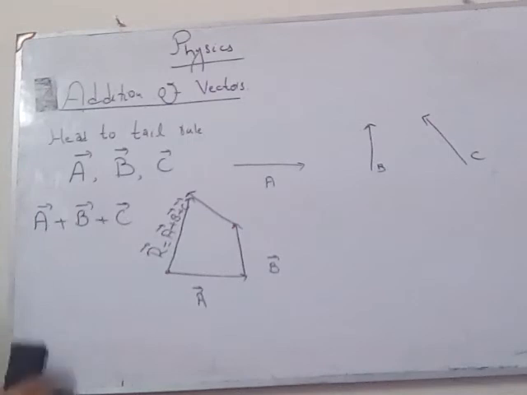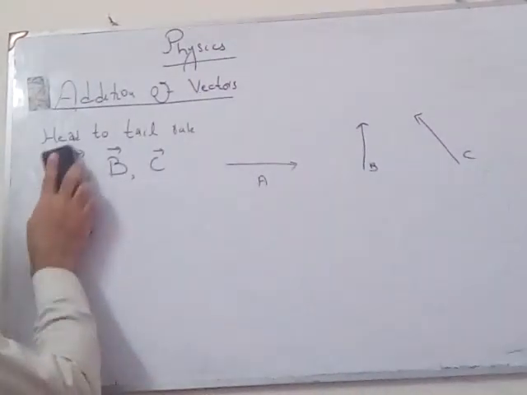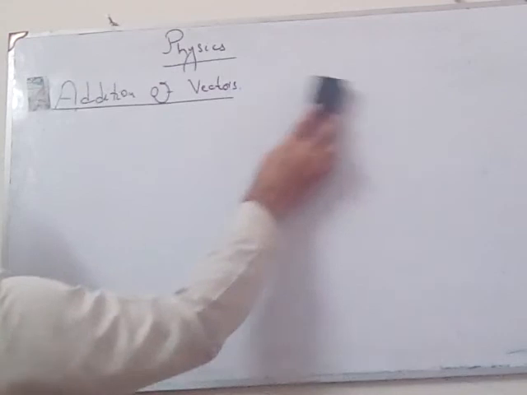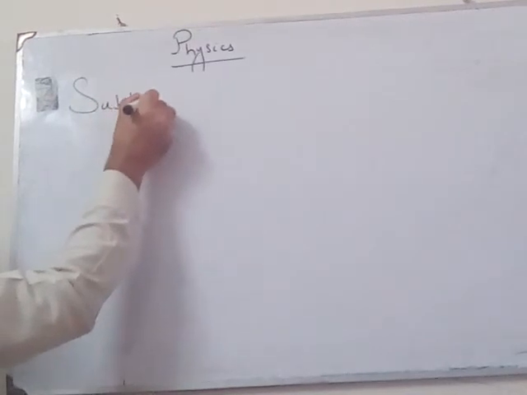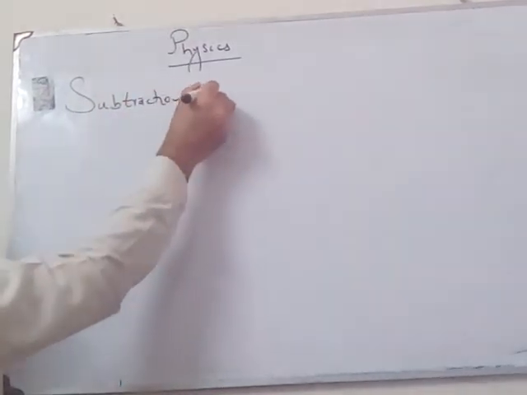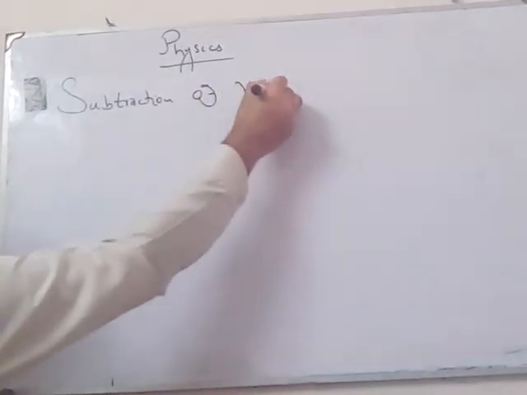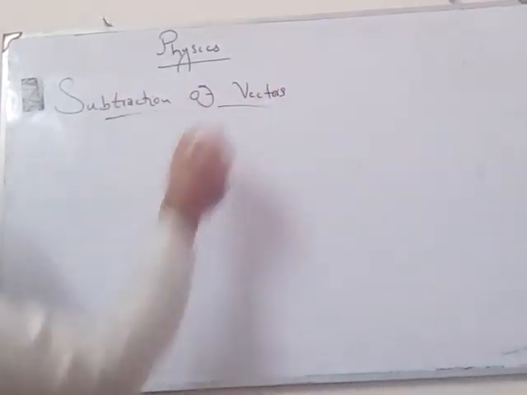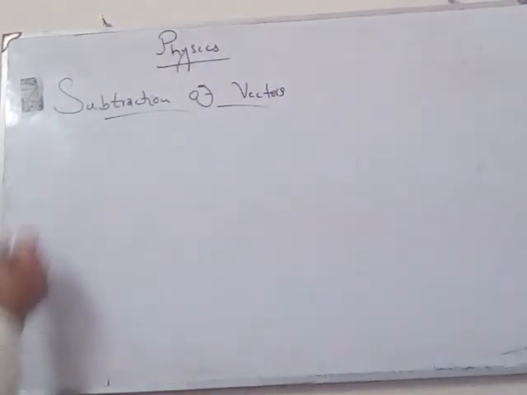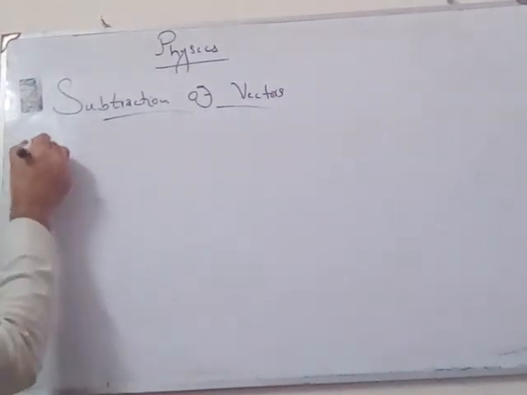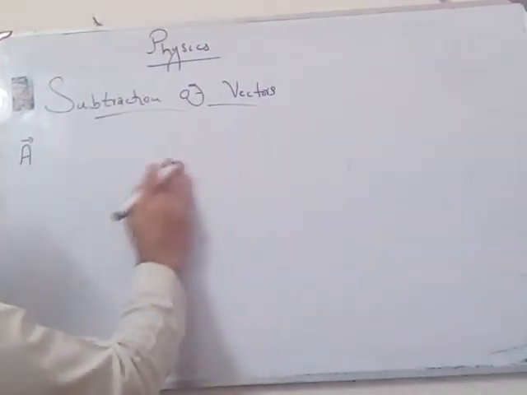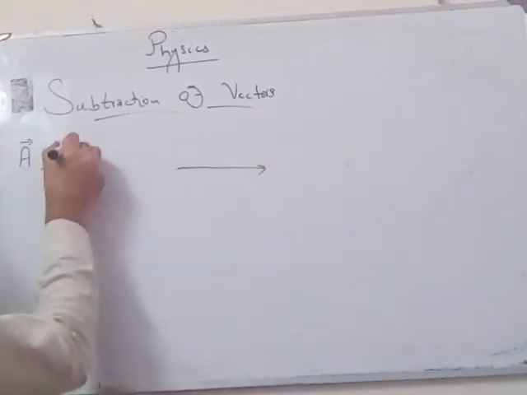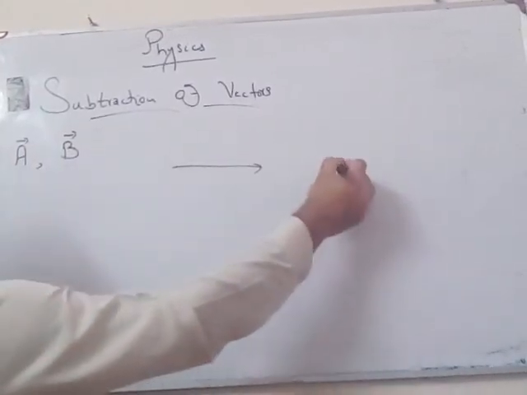Now let us discuss the subtraction of vectors. Let us say we have two vectors, vector A in the same direction as we have drawn earlier, like this, and we have vector B in this direction.